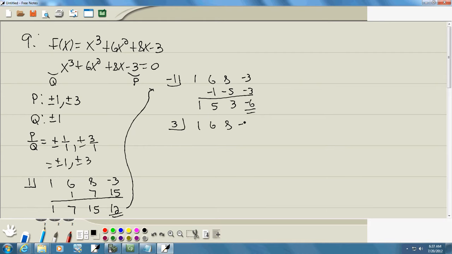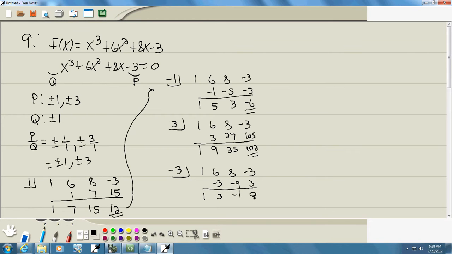And we plug it in. So we're going to add, multiply, add, multiply, add, multiply, add. Still don't have a 0. So let's go to negative 3. And we'll add, multiply, add, multiply, add, multiply, add. And this time we do get a 0 as a remainder. If you get a 0 as a remainder, that means that's one of your answers. So our first answer is x equals negative 3.